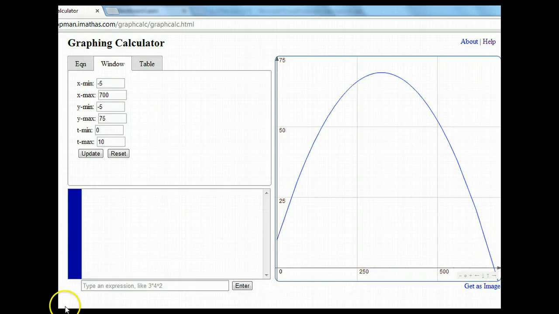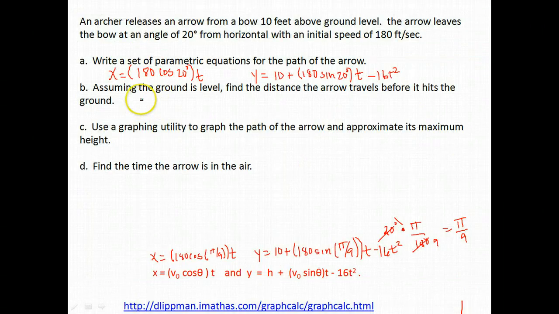Okay, we're going to go back to our paper now, and we're going to go ahead and write in our answers. It says, assuming the ground is level, find the distance the arrow traveled before it hit the ground, and we found that our range, or our distance it traveled before it hit the ground, was 677 feet. Again, if you have a trace function on your calculator, that probably worked out more exact for you.